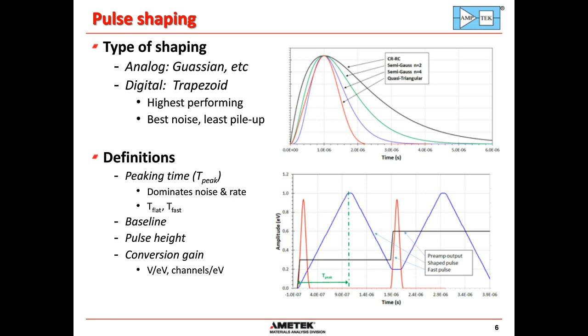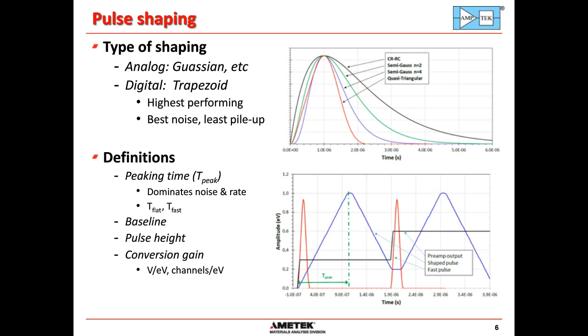So by giving a pulse shape, we mean that when there's a current pulse out of the detector, we get a trapezoid coming out in our digital processor. Within that trapezoid, the time it takes to rise from 0 to its peak is the definition of the peaking time, and then there's a flat top across the top. That's the definition of the flat top time. And it's important because the peaking time really dominates both the noise and the maximum rate you can handle.